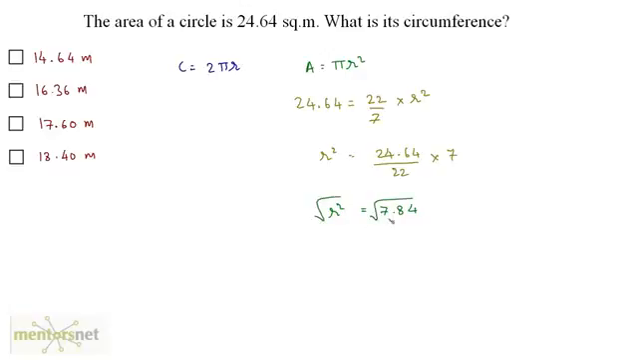Taking the square root on both the sides, you get r is equal to, if you calculate the square root of 7.84, it will come out as 2.8. Now that you know the radius of the circle, you can calculate its circumference.